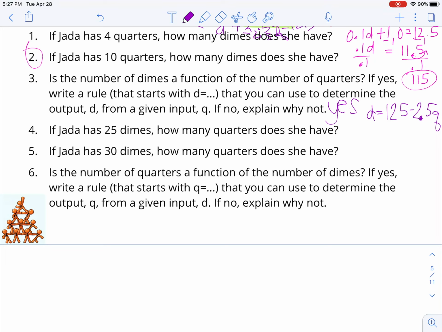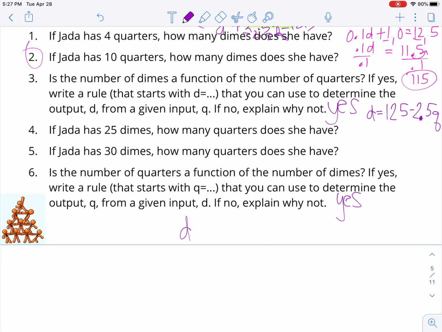What's number 6 saying? Is the number of quarters a function? Well, yes, because they're just reversing the order in which they're saying these two words. The number of quarters is a function of the number of dimes. And then it says, if yes, write a rule that starts with Q equals that you can use to determine the output from a given input. Okay, so I would say that you could just rearrange what we already have so that you have quarters equals blank.